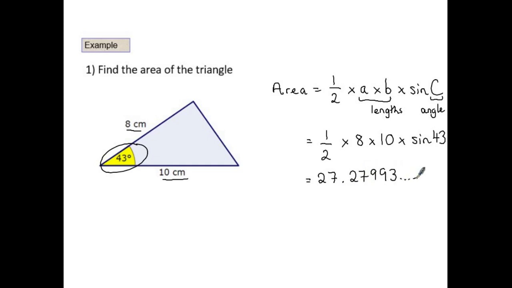And hopefully you'll get 27.27993, etc. If we round to something sensible, so we usually say 2 decimal places, it's going to be 27.28. And then remember, this is the area of the triangle, so you need to remember your units of centimetres squared.